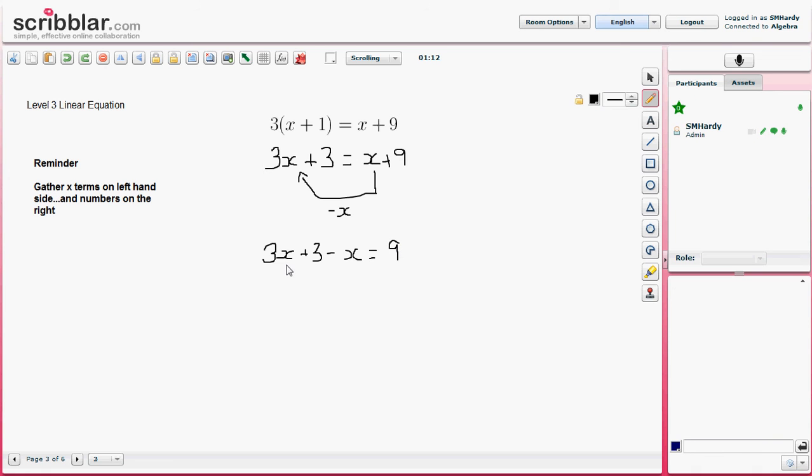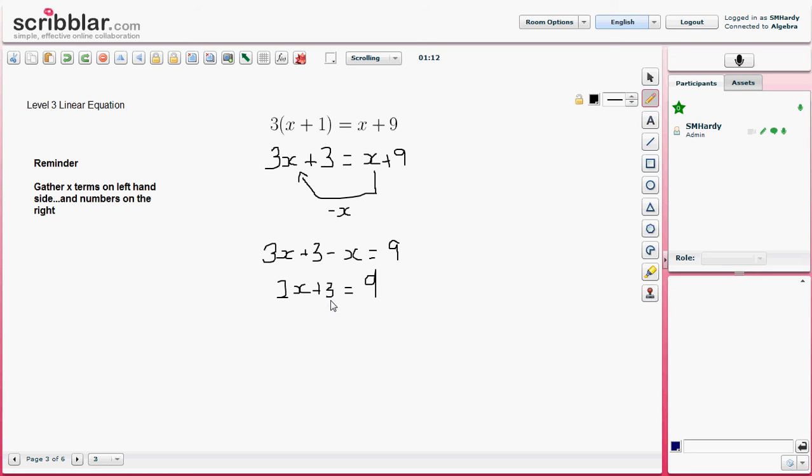Okay, having a look at this. If we had 3 apples and took away an apple, we'd have 2 apples. It is no different with x's. If we have 3 sets of x over here and we take away a set of x here, that is going to leave us with 2x. So that is going to be 2x plus 3 equals 9.